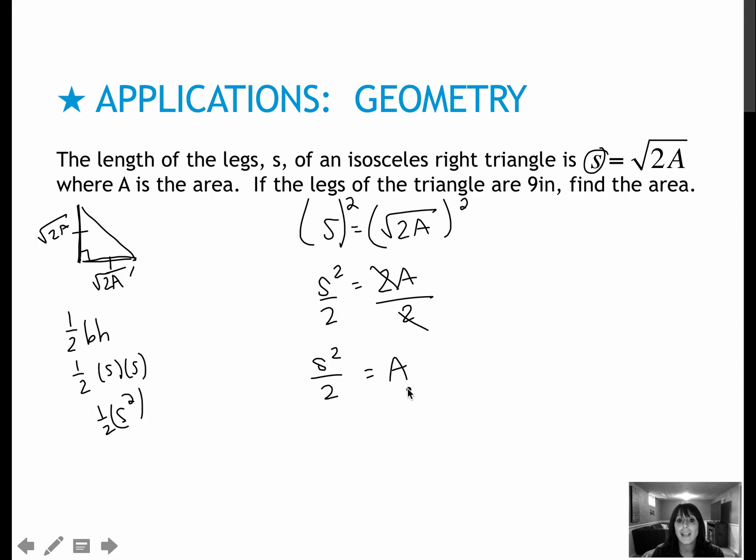So now we're finding the area. So the legs of the triangle are 9 inches. So the area would be 9 squared divided by 2, or 1/2 base times height, which of course is half of 81. And half of 81 would be 40.5, and that would be square inches.